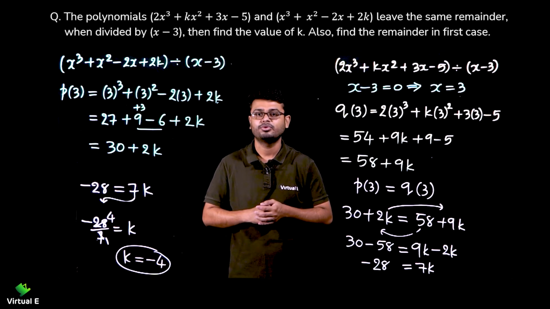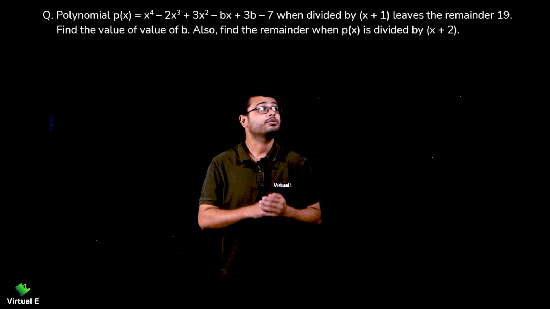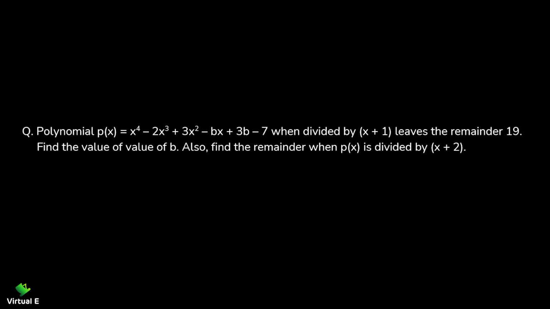Let's discuss one more question. Let's start with one more interesting question. We are going to find the value of an unknown. Let's start. The polynomial p(x) is equal to x raised to 4 minus 2x cubed plus 3x square minus bx plus 3b minus 7, when divided by x plus 1, leaves the remainder 19. Find the value of b. Also find the remainder when p(x) is divided by x plus 2.